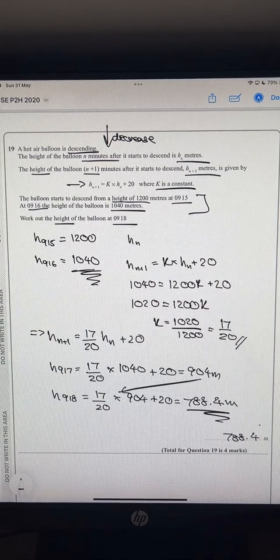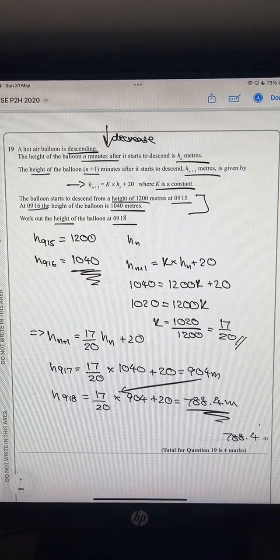So now I'm going to rewrite my formula where I know the value of k, because remember I said it's missing, so we probably had to find it, and we did. So h of n plus 1 is equal to 17 by 20 h of n plus 20. Now I need to find the height of the balloon at 918. I know the height at 915. I know the height at 916. Let's find the height at 917.